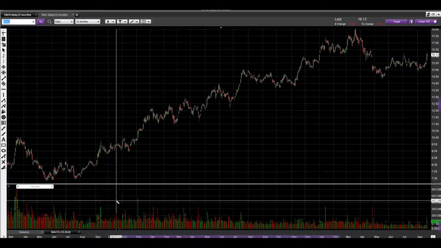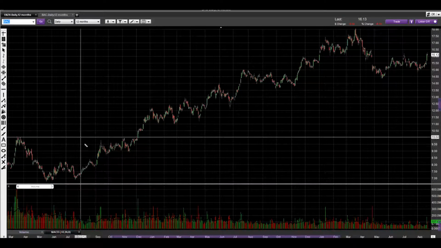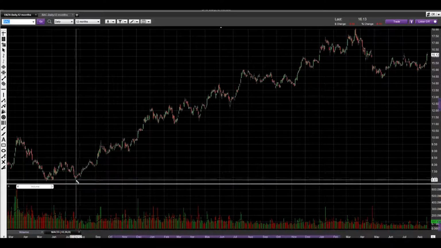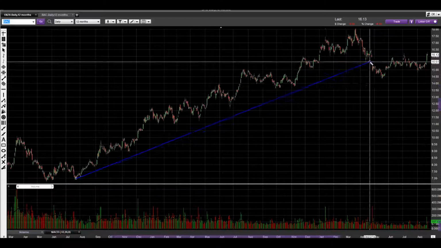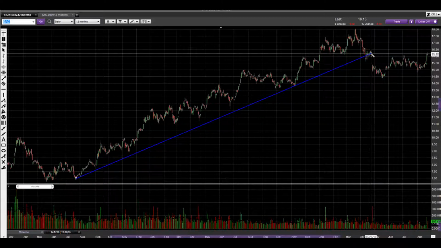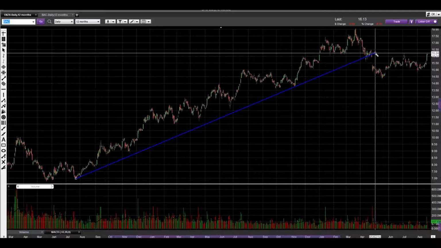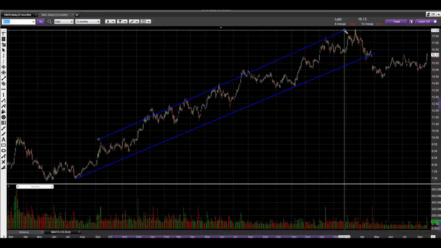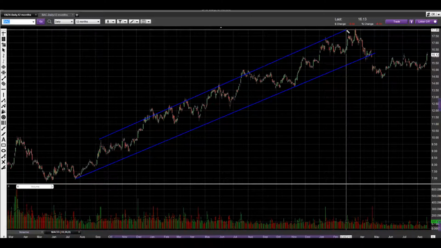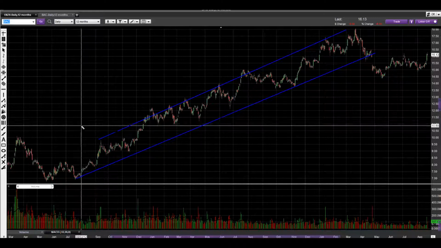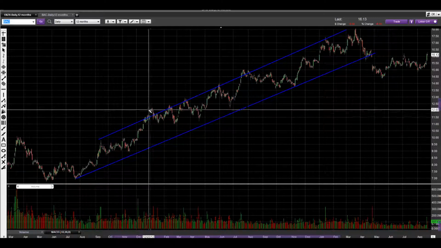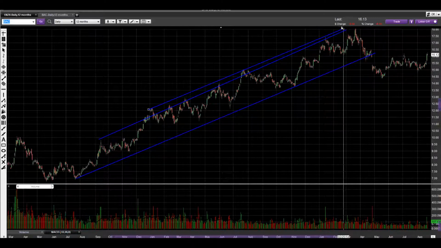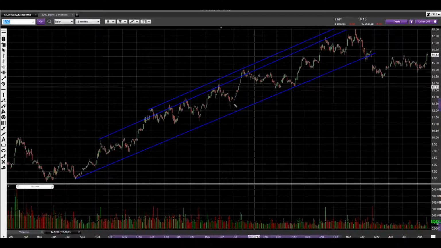So I want to show you another type of support and resistance. This is basically drawing trend lines. And we're just going to draw a line across the bottom of this stock here. This is BAC, and this stock has been trending quite well. And as you can see, you can have a support and resistance level in this range, and it'll tell you where the stock is going, and you kind of take trades off of this.